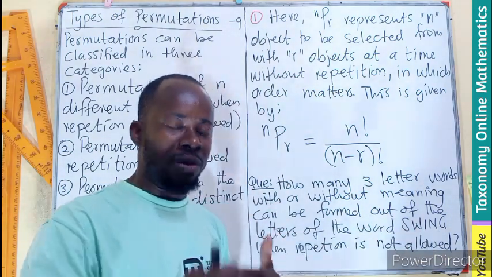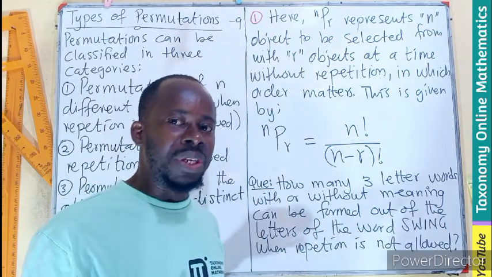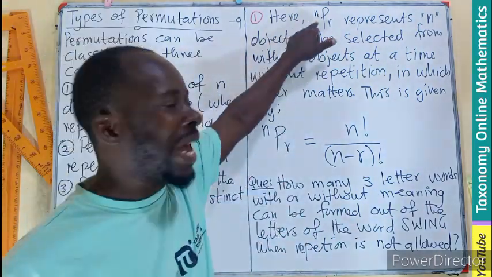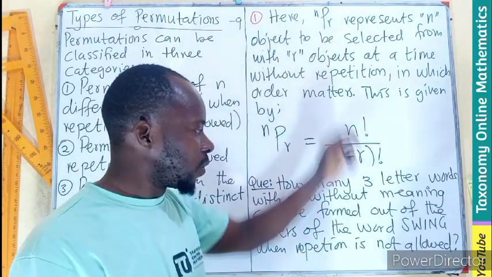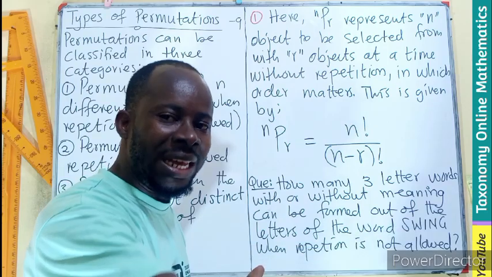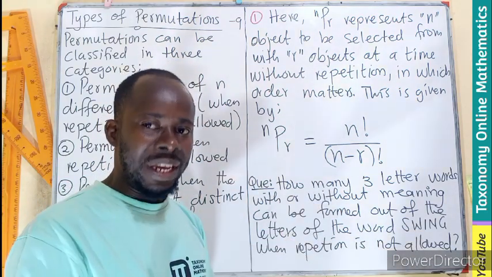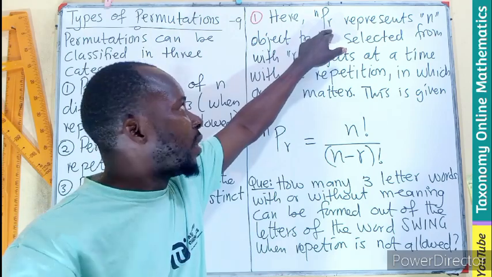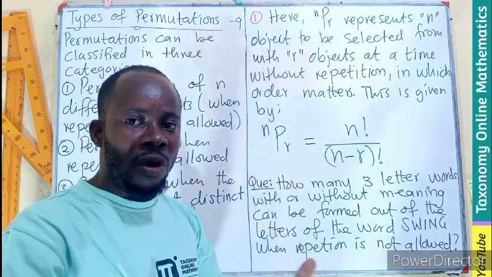That is when we are talking of repetition. But here, repetition is not allowed. How do we do it? First, we have to identify our n, which are the different items. So there are 1, 2, 3, 4, 5, 5 different letters of the word swing. Then we need to identify the arrangement, which is r. We have r ways of arranging that.